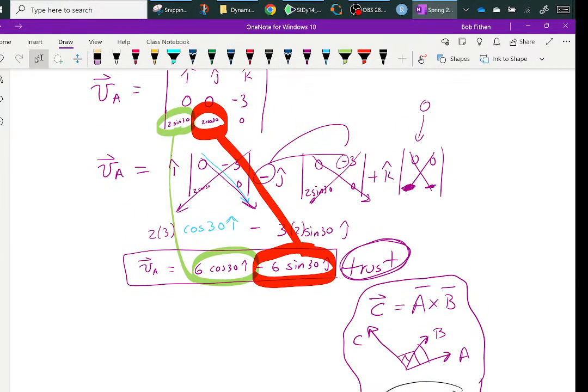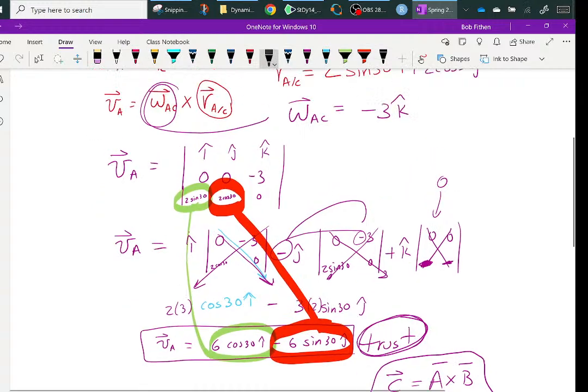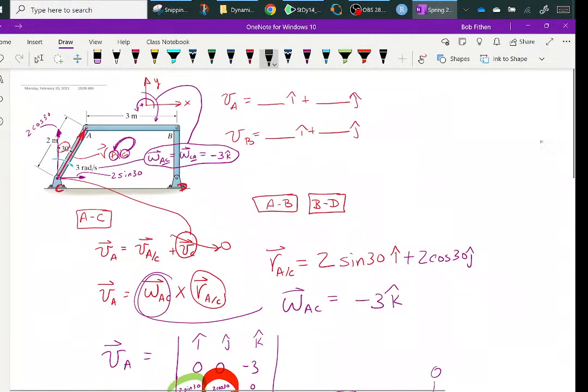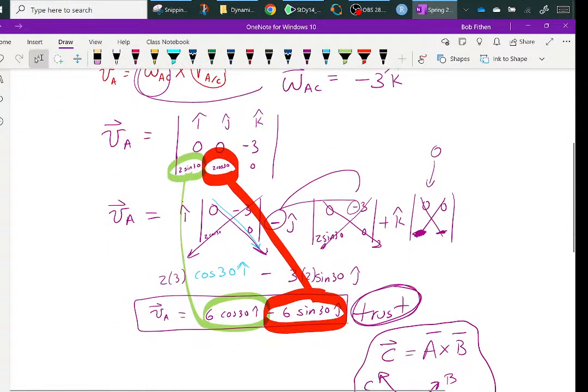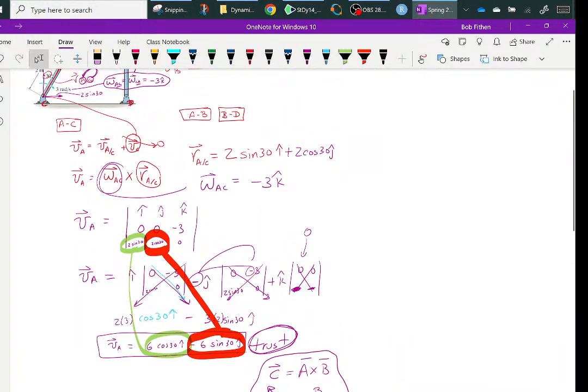It satisfies the concept that the velocity is in fact perpendicular to that arm. In other words, the arm goes right here. The velocity is perpendicular to that. And I'll use that to show that in a minute. So at least I can trust that. So now let's see if this makes sense by using the picture.